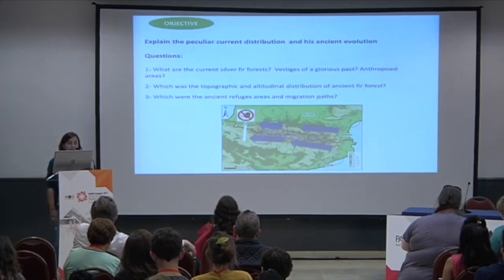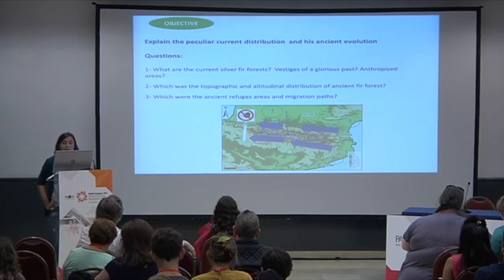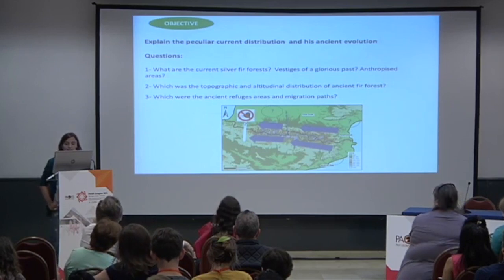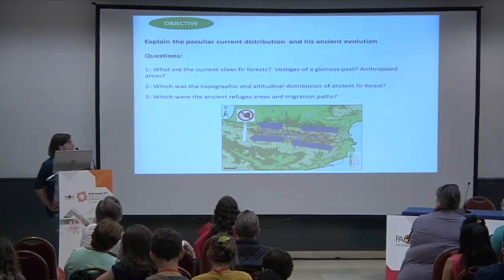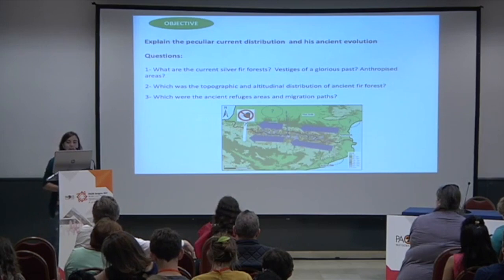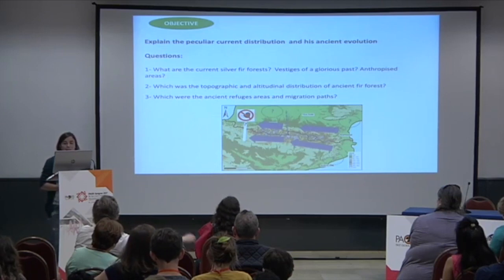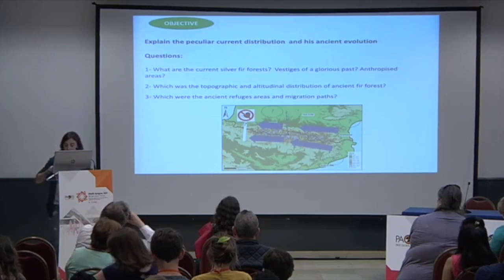Well, under this problem, the project that we present today has an objective: explain the current distribution and its ancient evolution with the aim to provide background to anticipate the future development. We are interested in all topographic and altitudinal distribution, as well as the ancient refuges and the migration paths after the glacial period in this Pyrenees area.